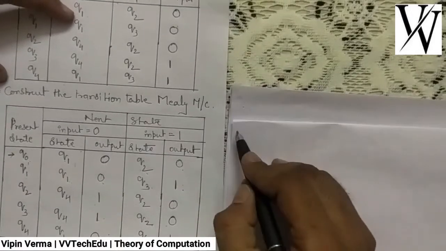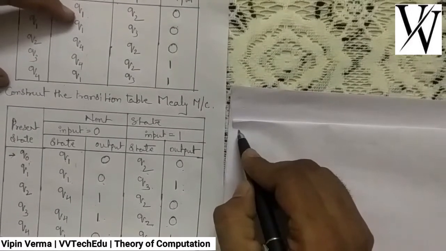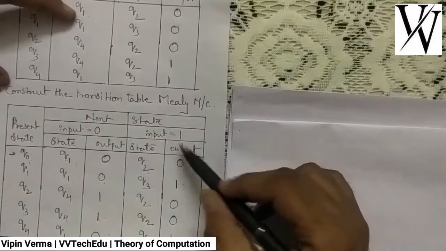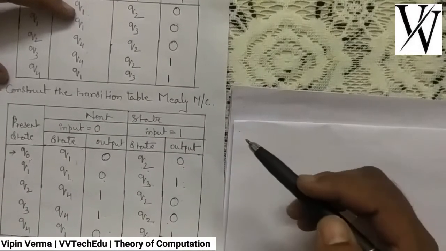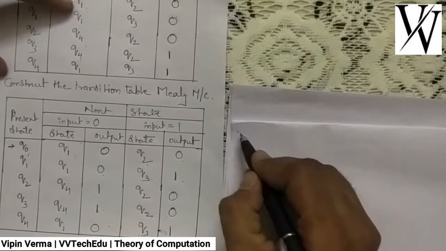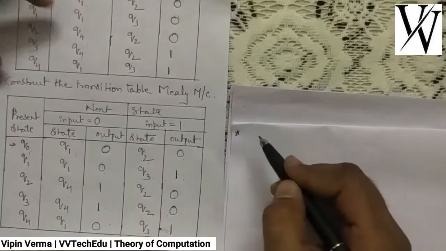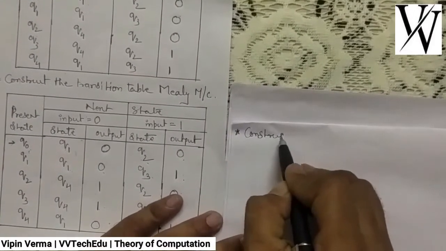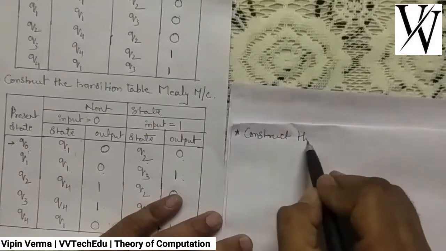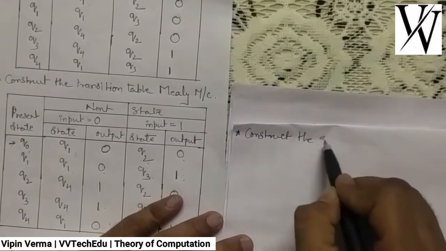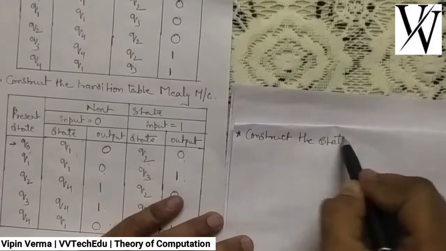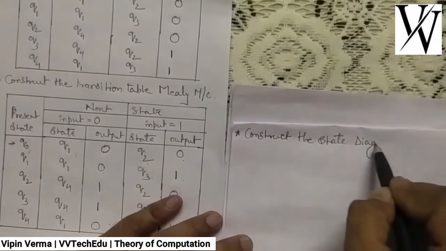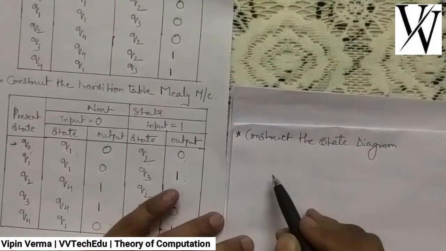Now our next step is to construct the transition diagram corresponding to this transition table. So we can see here the transition diagram. The next step is to construct the transition or the state diagram. Okay.